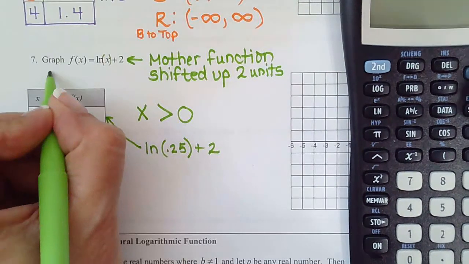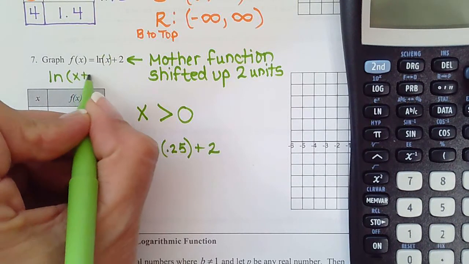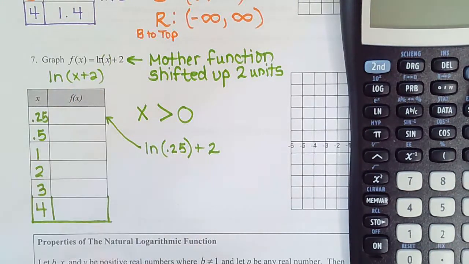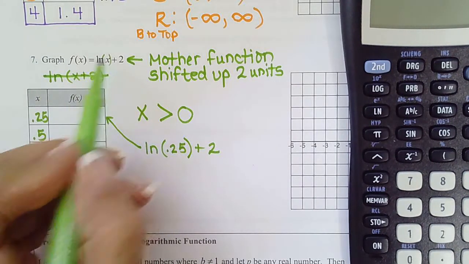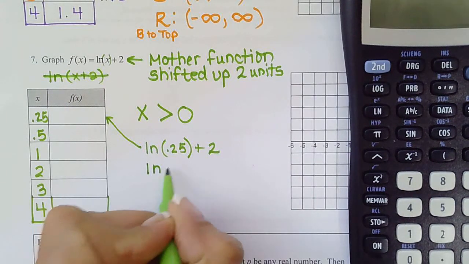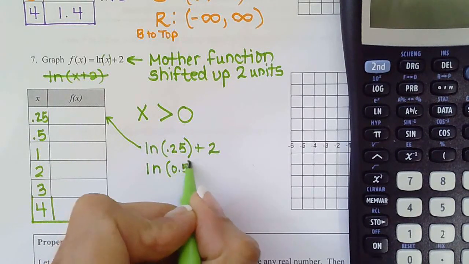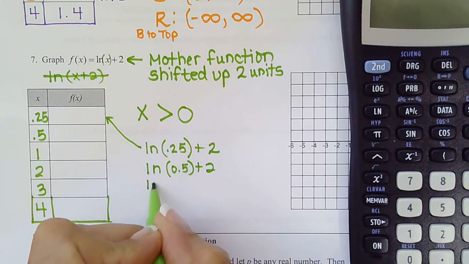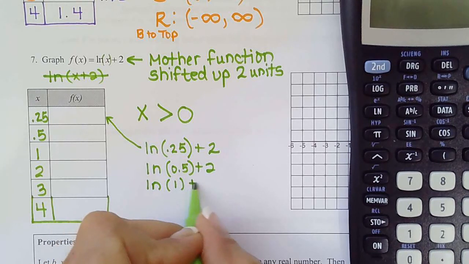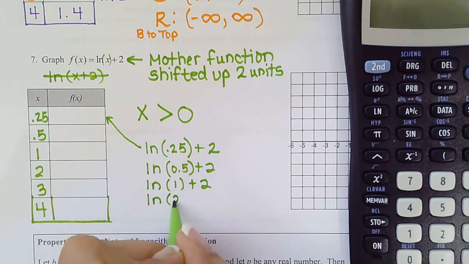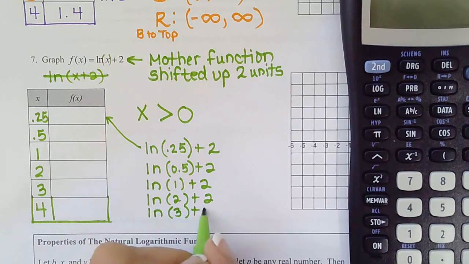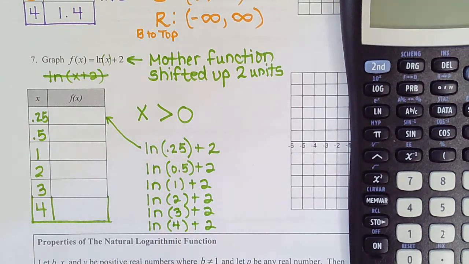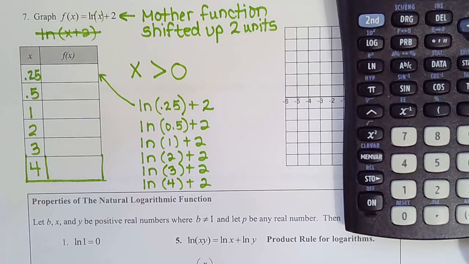So this would be the other scenario. If the 2 went with the ln, then it would have to be in parentheses like that. But you don't want to type it in like this one. You want to make sure you type it like that. And then we have ln 0.5 plus 2, ln 1 plus 2, ln 2 plus 2, ln 3 plus 2, closing those parentheses, and ln 4 plus 2. So those are going to be what we type into the calculator.